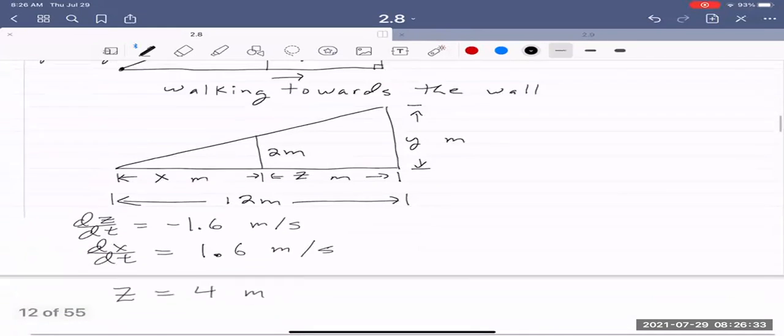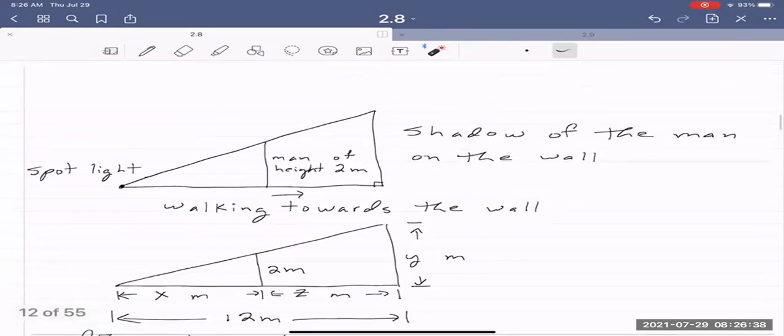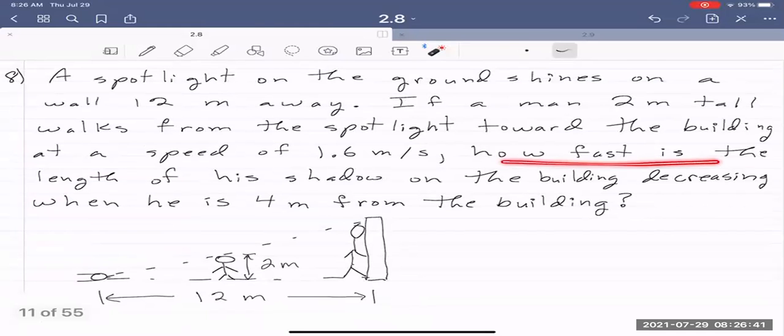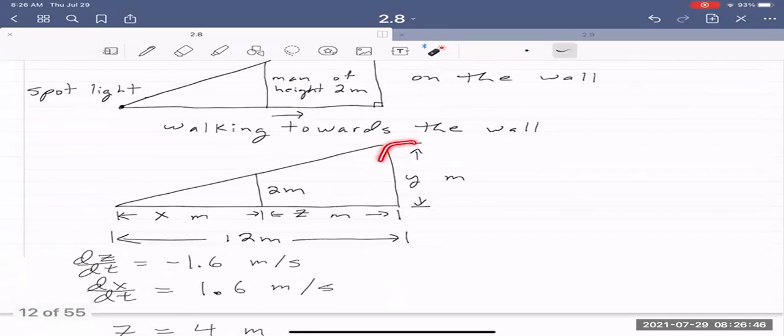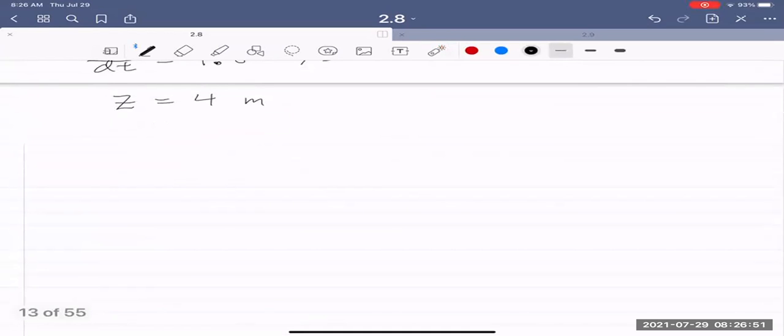I want to determine how fast the length of his shadow is decreasing. So how fast is this decreasing? So you want to determine dy/dt. And of course, that will be given in meters per second. Any questions so far about what I've done?